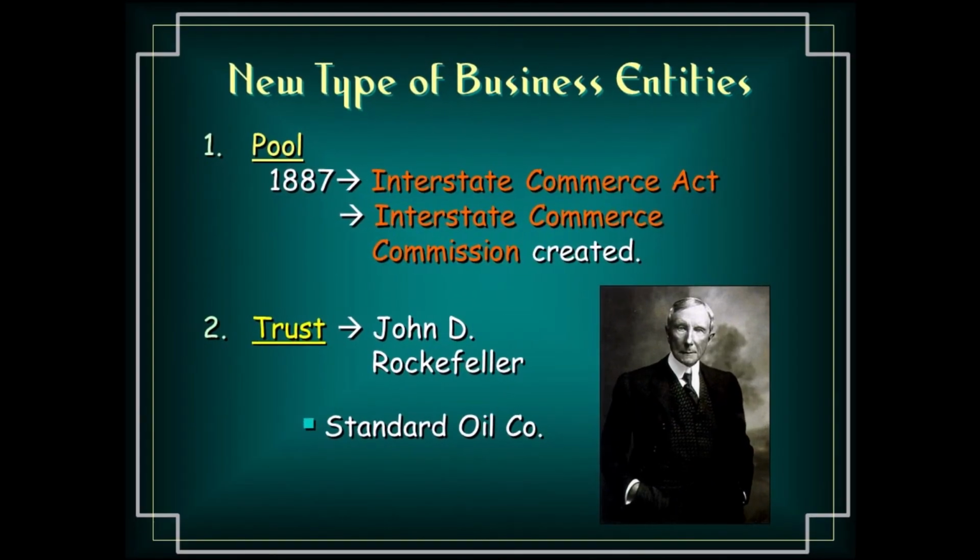Our business also started changing the type of organization they had. The first system was called the pool. The pool was where businesses would join together and join their resources in order to buy products at a cheaper rate. Like if I owned a railroad company and you owned a railroad company, we would make a deal that we were going to buy our coal together in order to keep our prices low. Well, that was eventually ruled to be illegal in 1887.